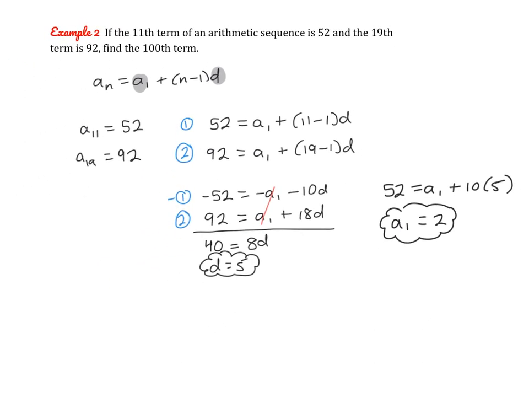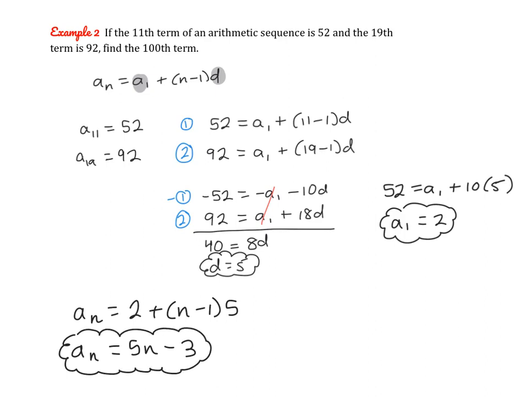And now that we have those two pieces of information, we can make our formula. So a sub n equals a sub 1 plus n minus 1 times the common difference, which is 5. And I like to rewrite that as 5n minus 3. So this we can use to help us find the 100th term. So we just simply plug in n equals 100. So 5 times 100 minus 3. So we can see that the 100th term is going to be 497.